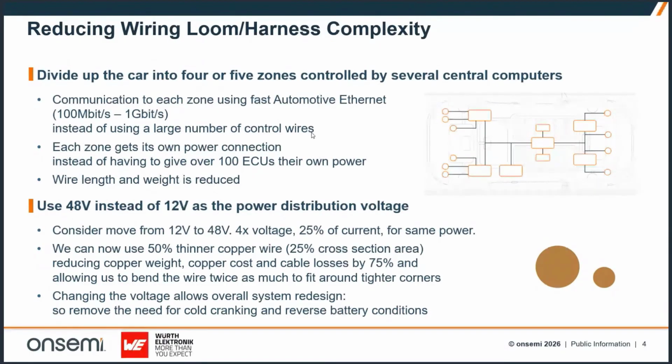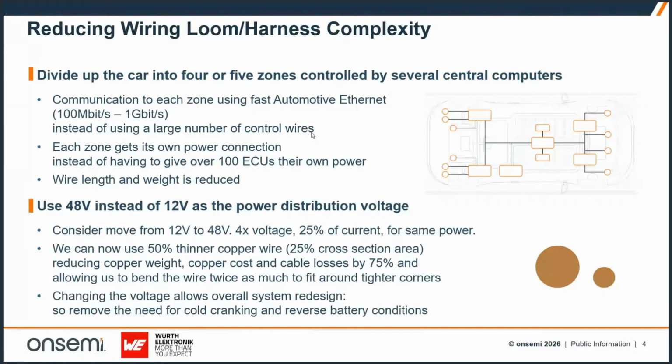So how do we deal with these three challenges? First of all, how do you reduce the wiring loom or wiring harness complexity? What people have done, people who've made new cars, for example, Tesla and Xiaomi, is start from scratch and say, okay, we have a central brain in the middle of the car, and then we connect the ECUs with a high-speed Ethernet connection, so 100 megabits, 1 gigabit per second. That's the communication piece of it. That uses fast automotive Ethernet.